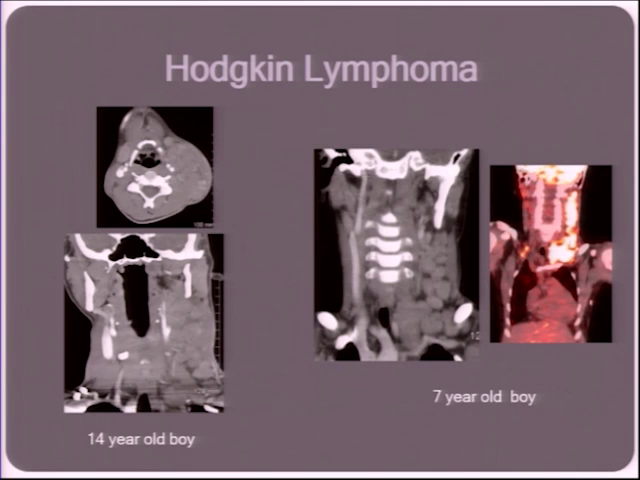So in this 14-year-old boy, we can see this large neck mass that's made up of a conglomeration of enlarged lymph nodes diffusely throughout the left neck. Here's a 7-year-old boy who had the same clinical and radiology presentation, multiple enlarged lymph nodes diffusely throughout the left neck. And there's also mediastinal lymph nodes shown on the PET imaging.